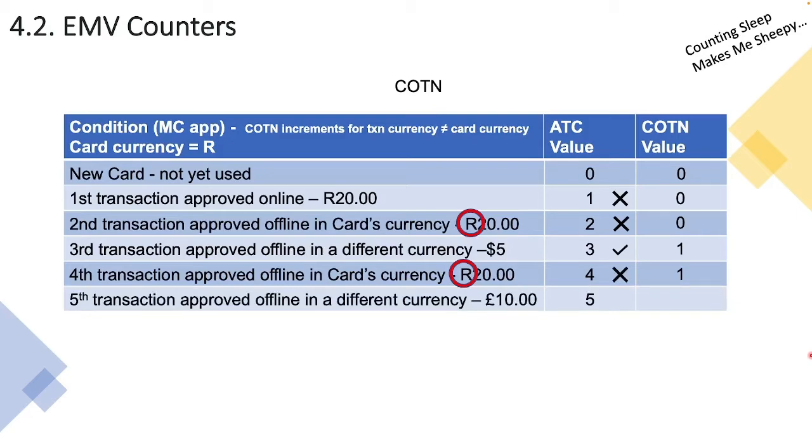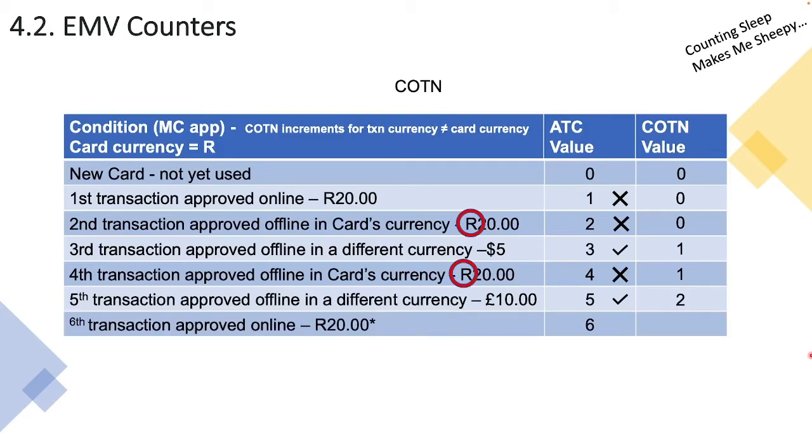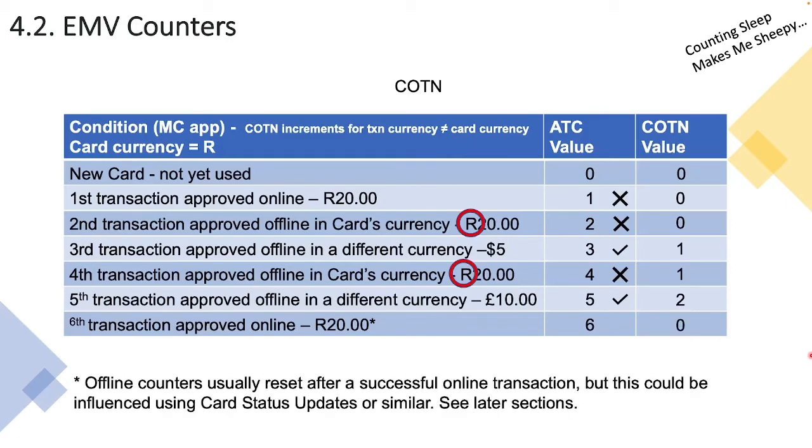Fifth transaction approved. Once again, this is another offline transaction, and this one is in pounds, which is different from the card's currency of rands. And so ATC goes up to 5, and we will include this in the COTN count, and so the COTN value goes up to 2. On the sixth transaction, the transaction is routed online where it's approved. The value is 20 rand, and so the ATC increments up to 6. What you will find at this point, at the completion of the transaction, is that the COTN value is reset to 0, and we will then repeat the pattern as we've seen above.